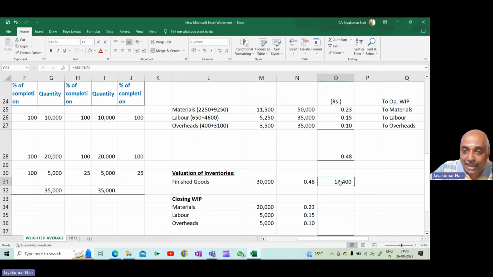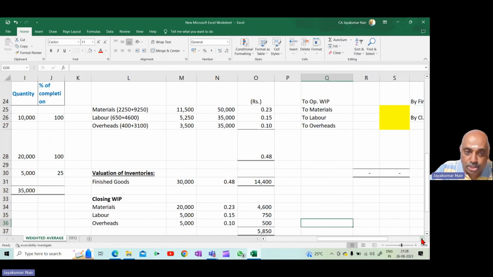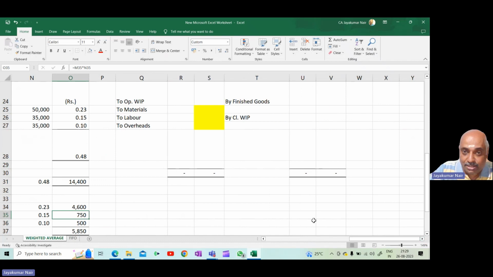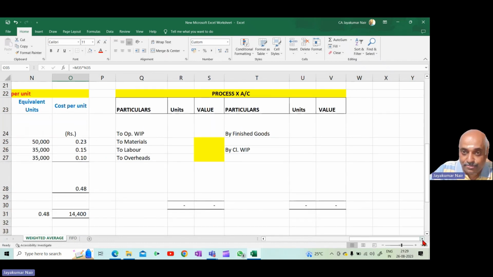So how do we calculate the total? It is 20,000 into 0.23, 4,600. You multiply and you add it up. So this will give you the value of closing stock under weighted average method. So now how do we prepare the process account?